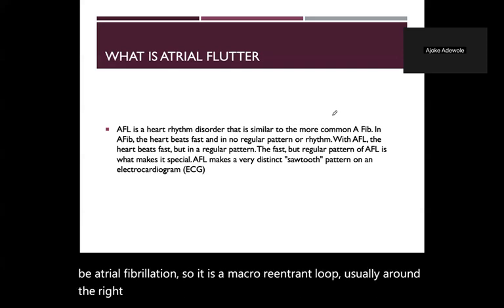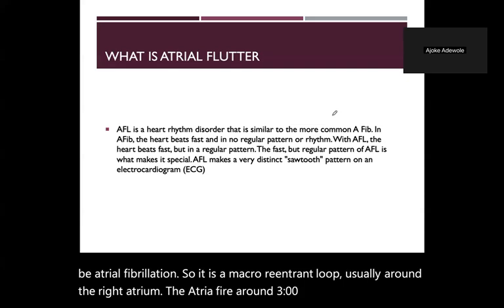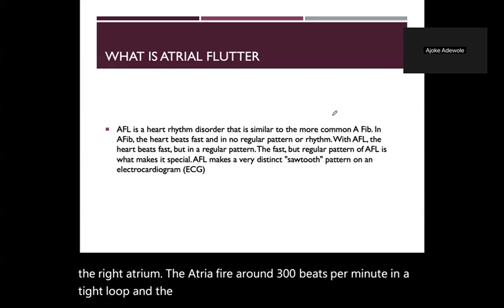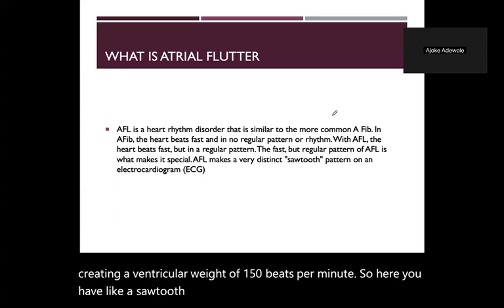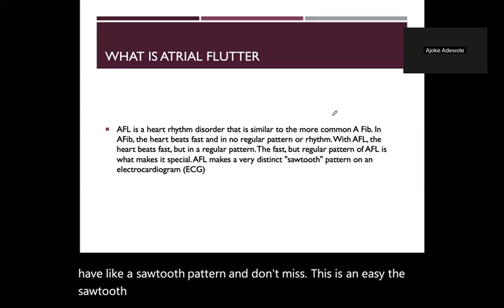The atria fire around 300 beats per minute in a tight loop, and the atrioventricular node opens every second beat, creating a ventricular rate of 150 beats per minute. So here you have a sawtooth pattern. And don't miss, this is an ECG. The sawtooth pattern is a giveaway, it's pathognomonic.